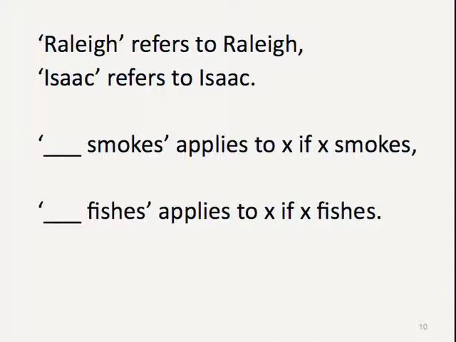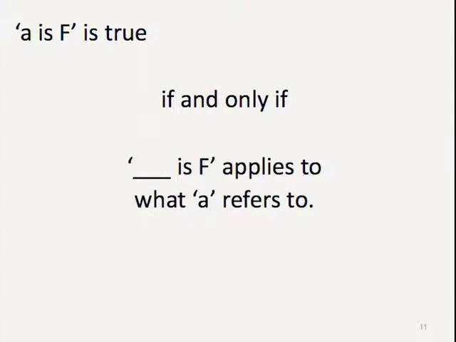So, for example, suppose we have a language with two names and two predicates. Curiously appropriate. Raleigh, Isaac. Smokes and fishes. How does that go? Well, here's your finite list of axioms, right? Raleigh refers to Raleigh. Isaac refers to Isaac. Smokes applies to something if and only if it smokes. Fishes applies to X if and only if X fishes. And then you've got the general rule. A sentence of the form A is F is true if and only if the predicate is F applies to what A refers to. Okay?